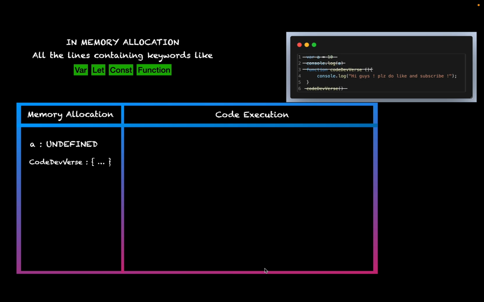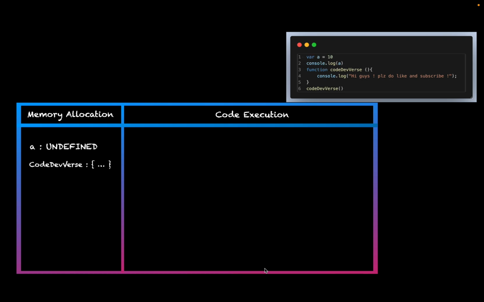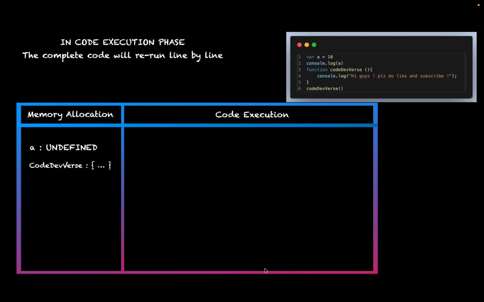Let's now start with the second phase, that is the code execution phase. In your code execution phase, the complete code will rerun line by line, starting right from line number 1.